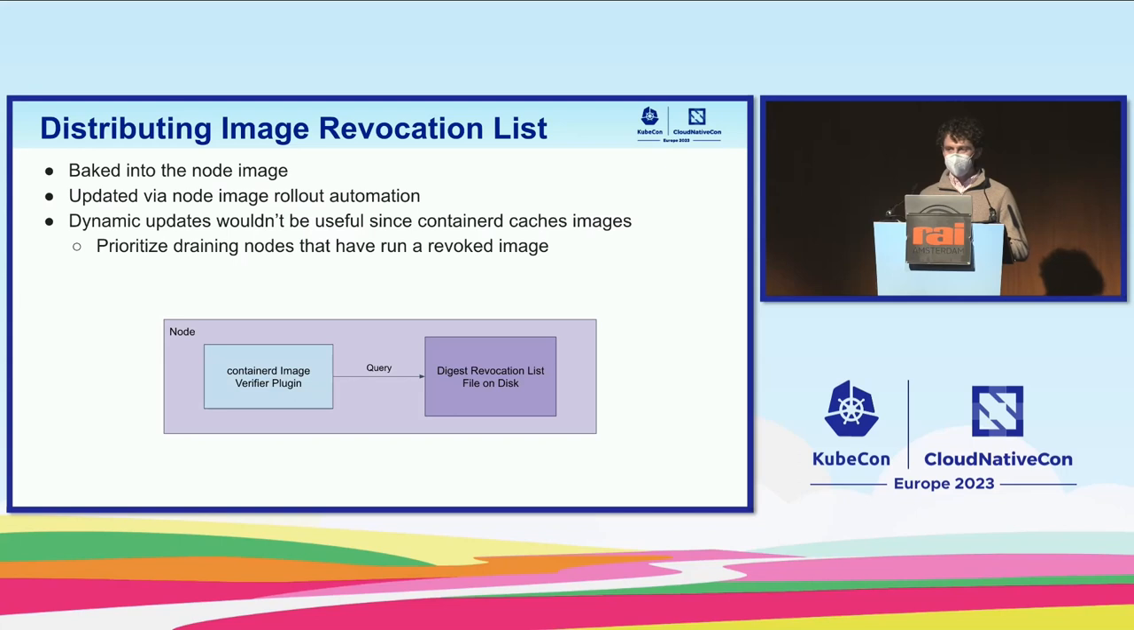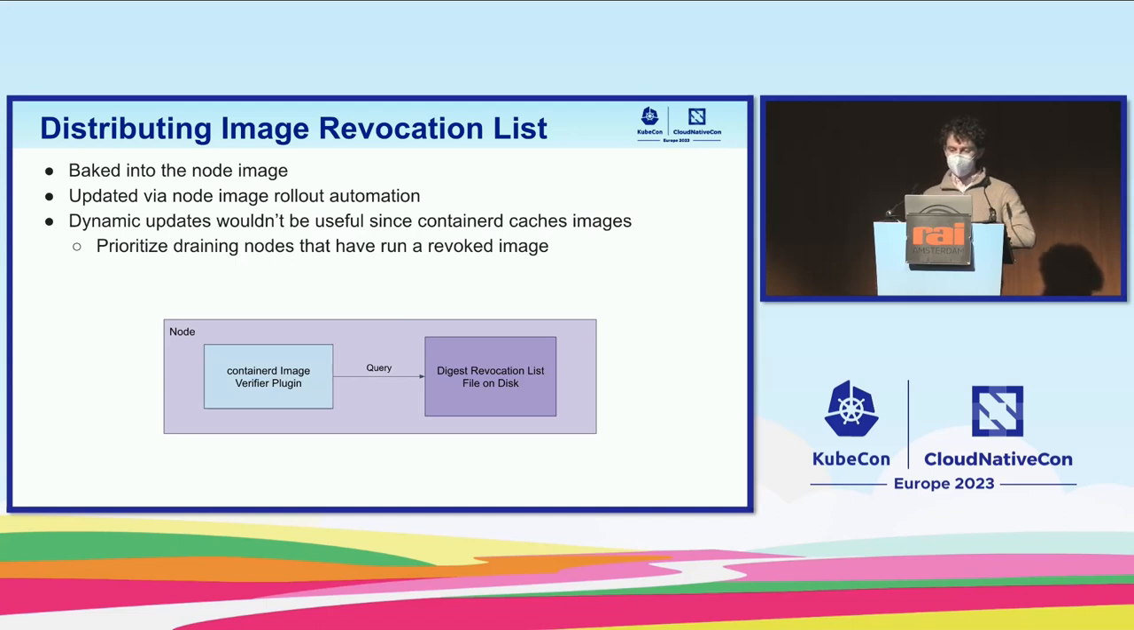The approach for distributing image revocation lists is actually a bit simpler. We simply bake it into the machine image on build and forgo any dynamic update mechanism. Just like how we bake defaults in for the verification mode and public keys, this is kept relatively fresh using our node lifecycle automation.